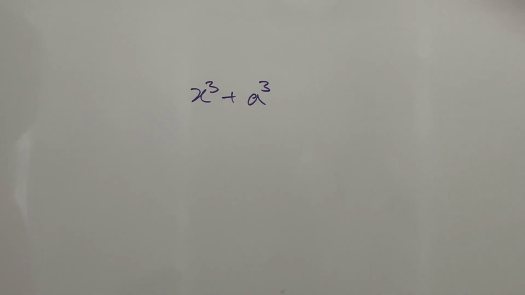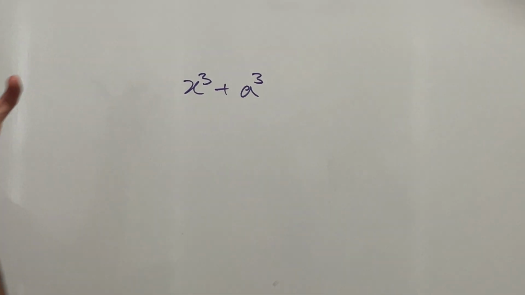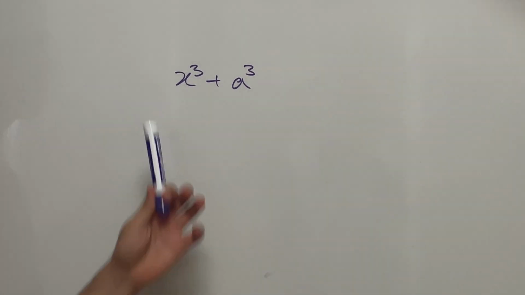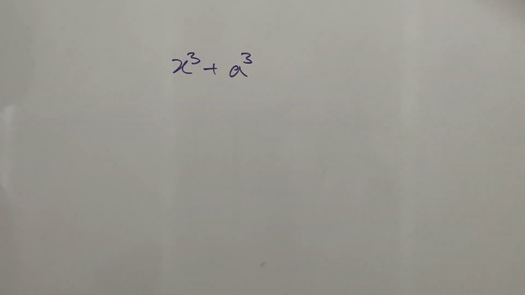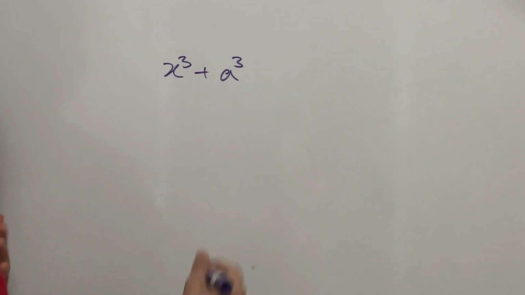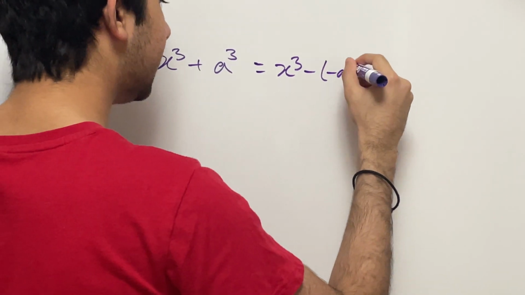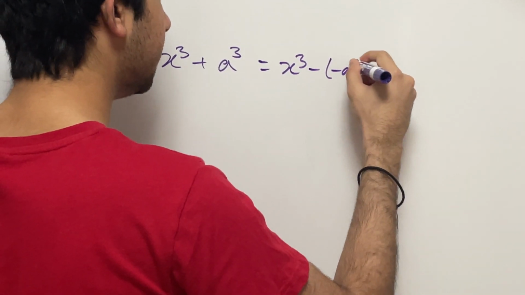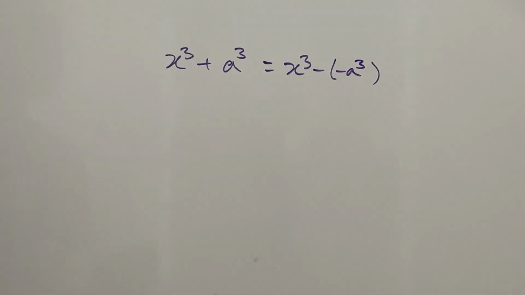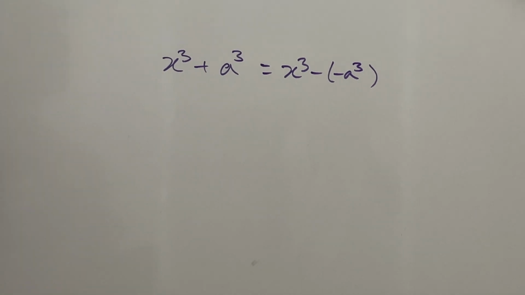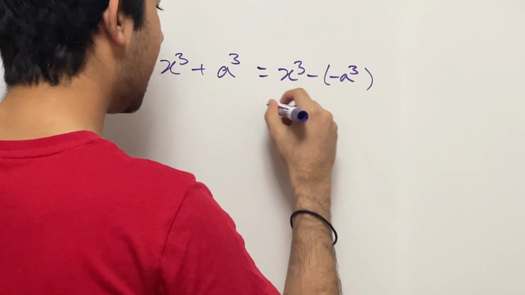Alright, so last video I talked about the factorization for x cubed minus a cubed. I'm back talking about the factorization of x cubed plus a cubed. So really easy, really, I can just rewrite this as x cubed minus a cubed, right? And, well, this problem solved really. I can do one better.